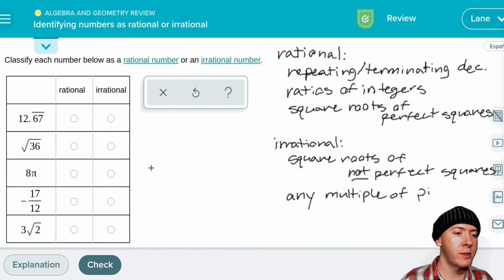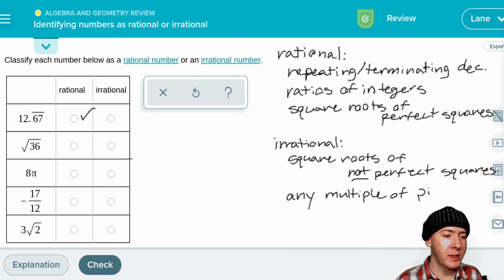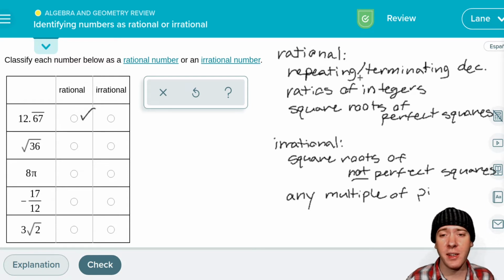Okay, so this first number, this has a repeating decimal. So this is a rational number because it involves a repeating decimal. In fact, for any of these problems, if you see any decimal at all, it's going to be a rational number because that decimal is either going to repeat or terminate, and in either case, it's rational. So any decimals mean that you should check the rational box here. This next number is rational because 36 is a perfect square.